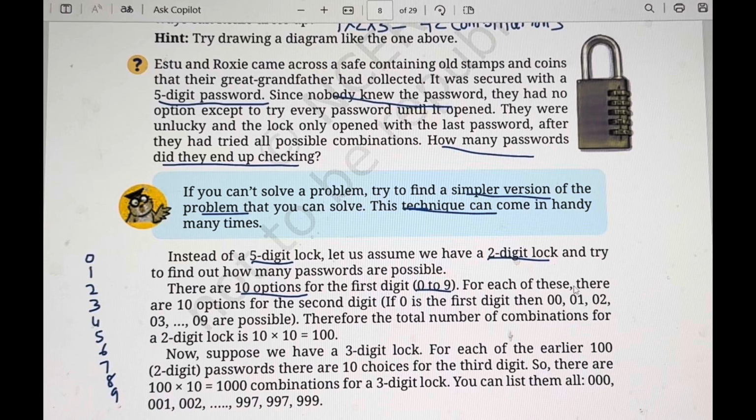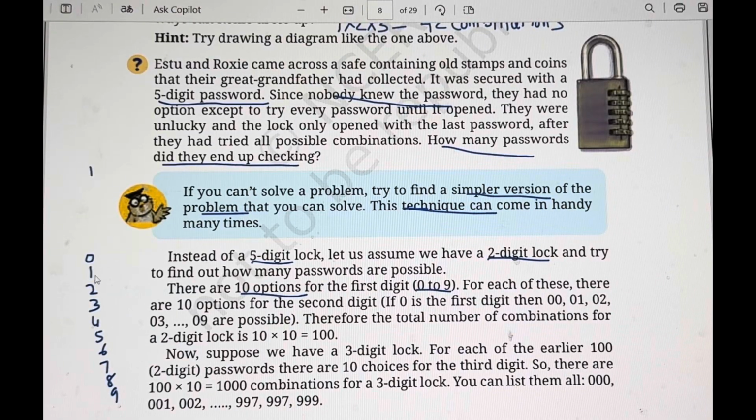For each of these digits, again there are 10 options. Means with 0 you can take 1, 2, 3, 4 like that. So 0, 0, you can take 0, 1, you can take 0, 2, you can take 0, 3. Like that there are 10 options possible for one digit as first. So if you consider the first digit as 0, then there are 10 possibilities.